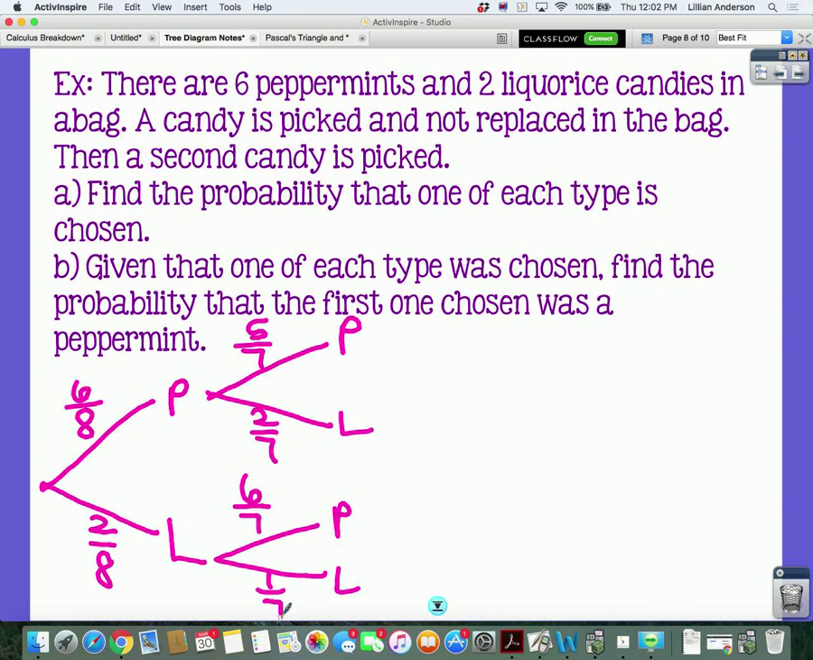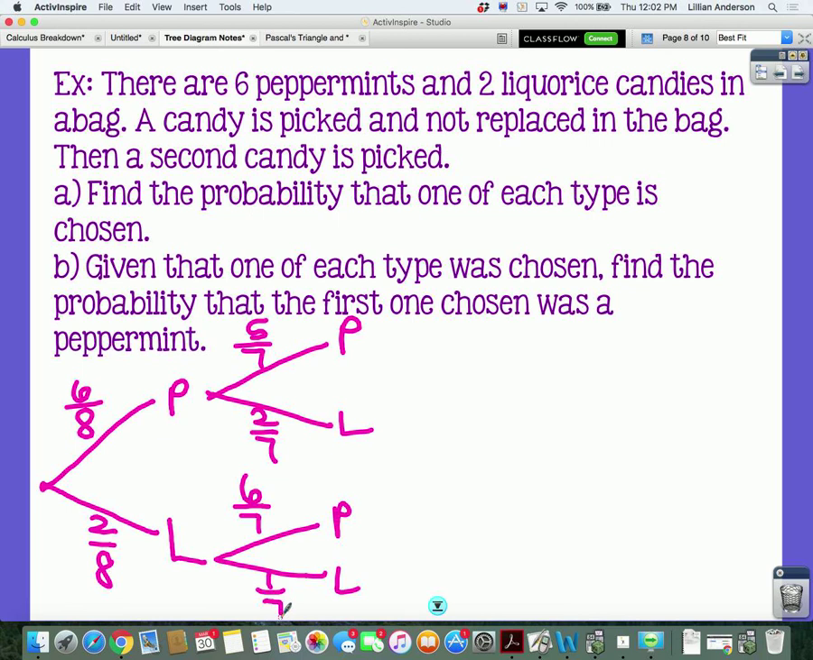Good job. So we start out with 8 candies, 6 peppermints, and 2 licorice. And depending on if you pick a peppermint, that's 1 less peppermint candy that you have. That's why it's 5 out of 7, because you do not replace it. So you lose 1 peppermint candy, because that's the one that you picked, and you're losing 1 candy overall. So the denominator is 7, the numerator is 5. But you still have 2 licorice inside of the bag. And then the same thing for licorice. You start off with 2, but if you pick a licorice, that means there's only 1 left out of the 7, but there's still all 6 peppermints. So you have your tree.